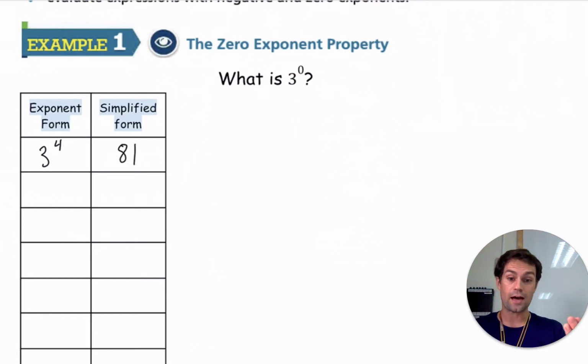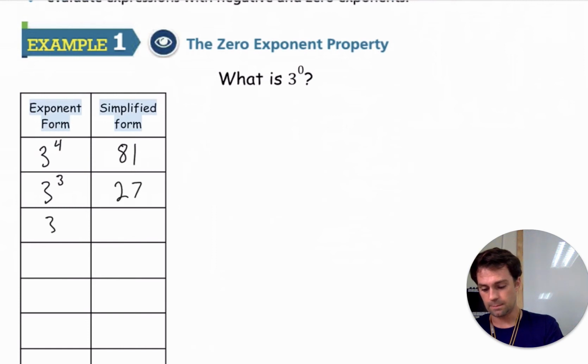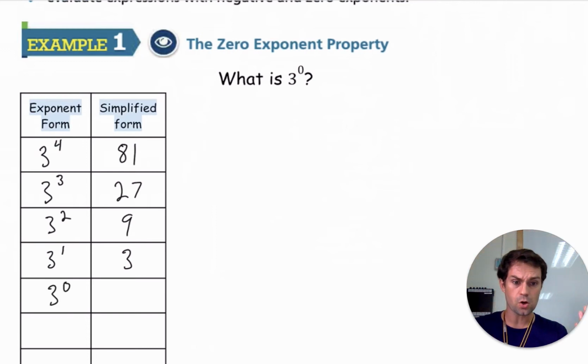Let's work down in descending order, in consecutive order. So 3 to the power of 3 would be 27. 3 to the power of 2 would be 9. 3 to the power of 1 would be 3. 3 to the power of 0. So this is our question. What would this be? Well, let's look at a pattern here. Math is all about patterns and recognizing patterns. And we can see what 3 to the power of 0 is based off this pattern.